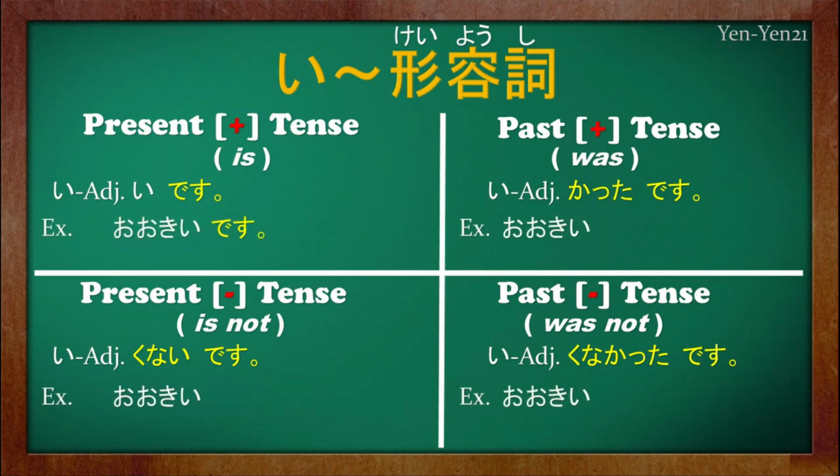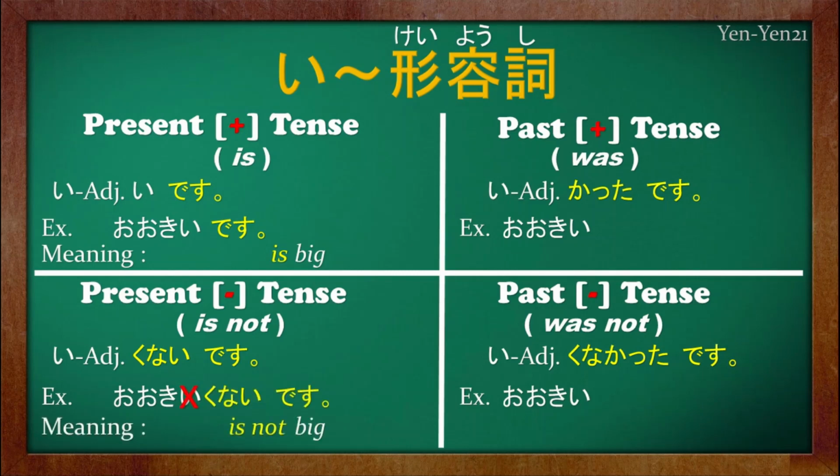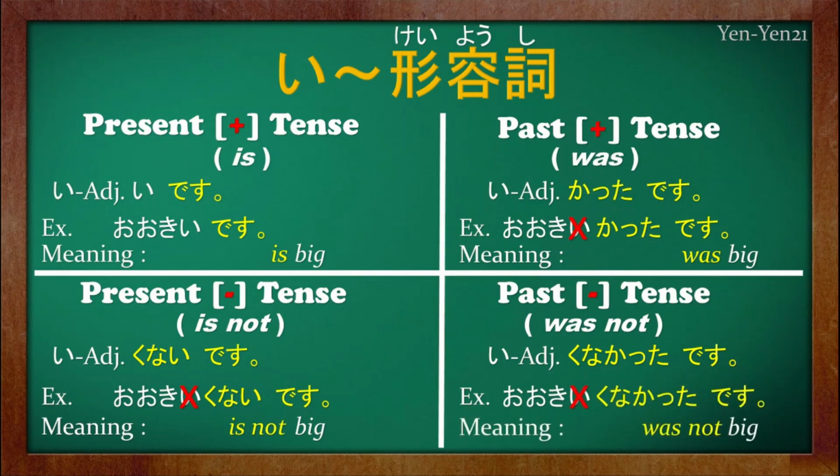大きいです. That means, is big. 大きくないです. That means, is not big. 大きかったです. That means, was big. 大きくなかったです. That means, was not big.